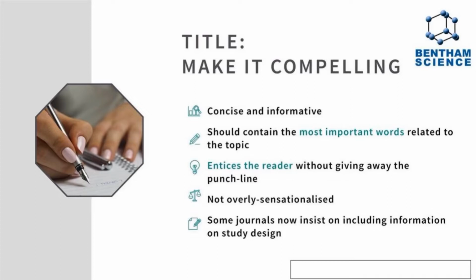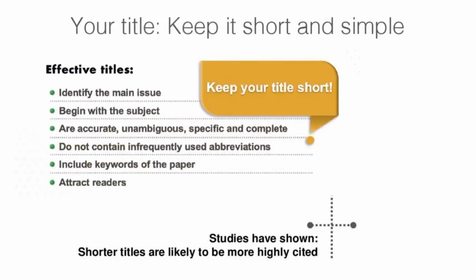That's called a declarative title. You want an interrogative title, ask a question with your title, or a non-declarative title where you don't tell the reader what the answer to the question is. So they are going to read more. They're going to get into the paper and they're going to read more. So main issue, the subject, accurate, unambiguous, specific, and complete.